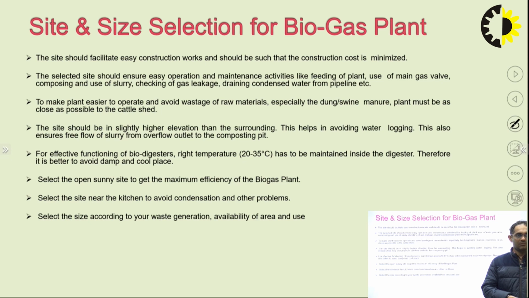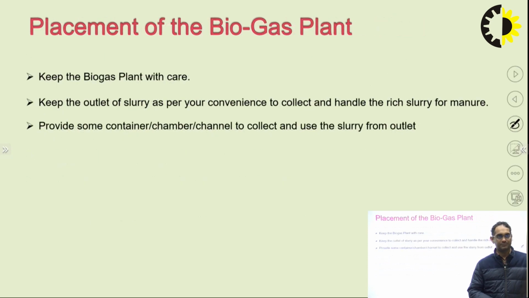Then select the open slurry site to get the maximum efficiency of the biogas plant. Then select the site near the kitchen to avoid condensation and other problems, and select the size according to your waste generation, availability of air and use.